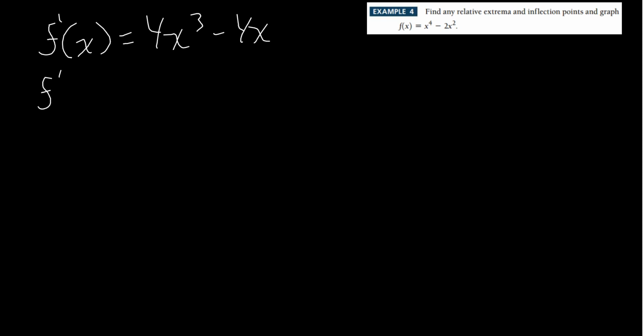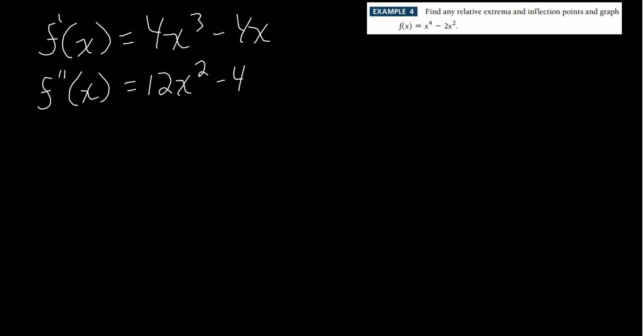So with that said, let's begin. Luckily, and I'm very thankful for this, this is a pretty easy function to find the derivative of. So f prime of x is just going to be 4x cubed minus 4x. And then f double prime, the second derivative, is just going to be 12x squared minus 4.